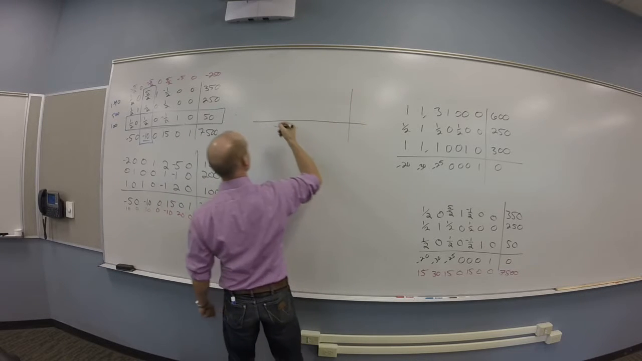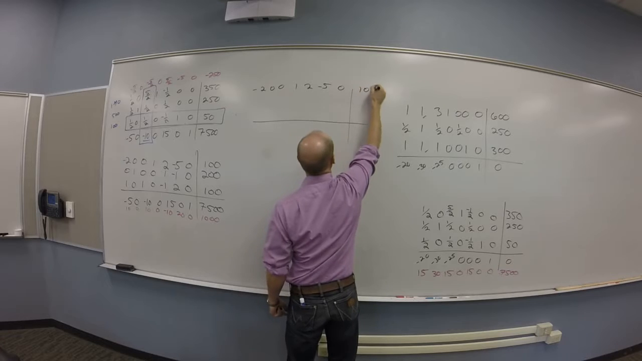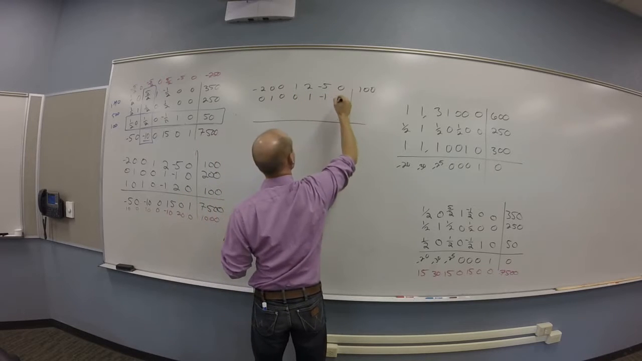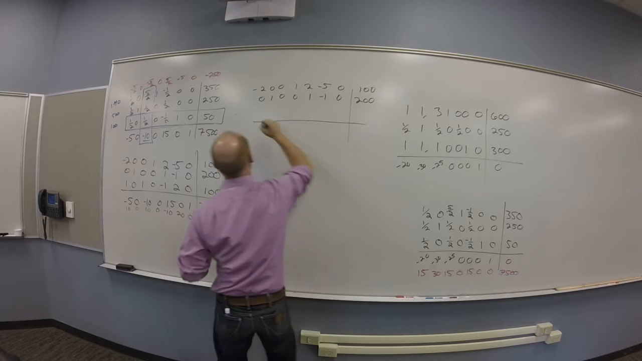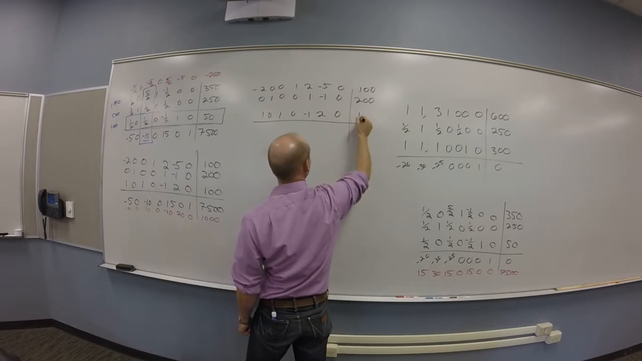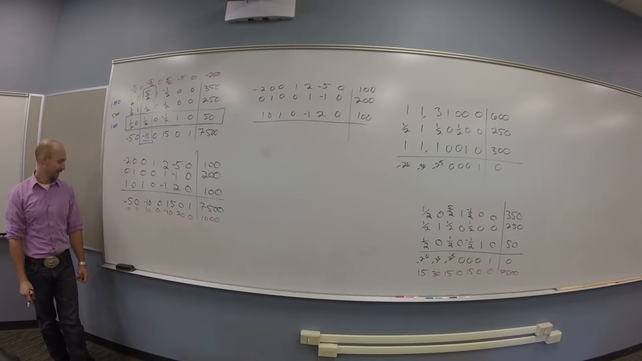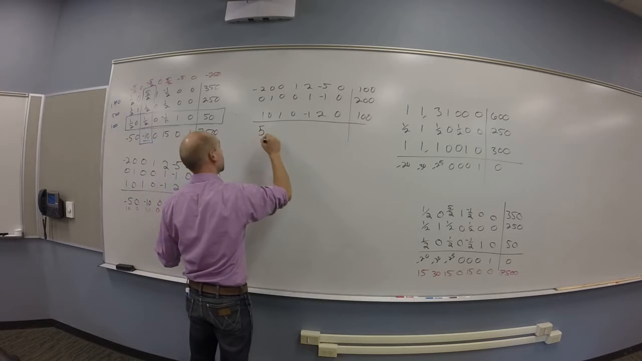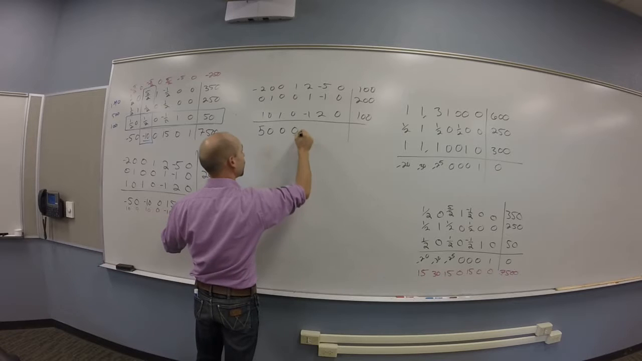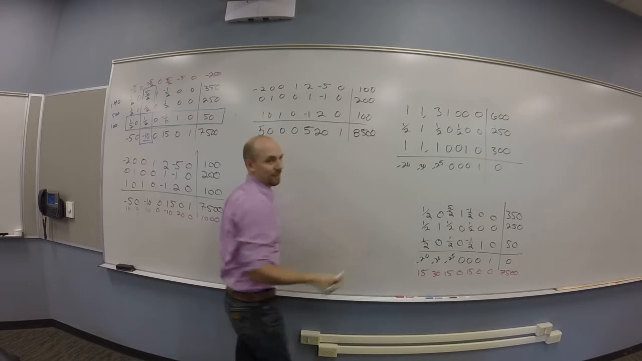New table. Top's the same. So I got negative 2, 0, 0, 1, 2, negative 5, 0, 100. 0, 1, 0, 0, 1, negative 1, 0, 200. 1, 0, 1, 0, negative 1, 2, 0, 100. I feel like a computer. And then in my bottom row? 5. I have 5, 0, 0, 0, 0, 5, 20, 1, 8,500. Yes?